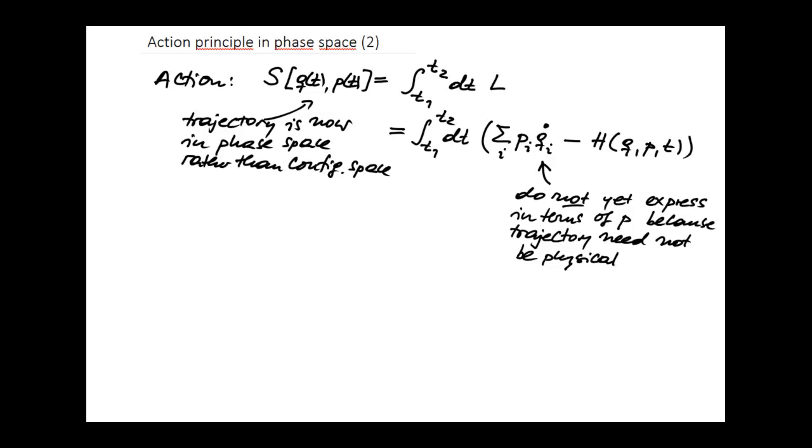That's where we stand, and now we have to look at the variation of that functional. We start from the physical trajectory. Now we deviate from this physical trajectory, both and independently, in the q direction and in the p direction, and we look at what variation of the action that entails. So we look at the variation of S as we vary q and p.